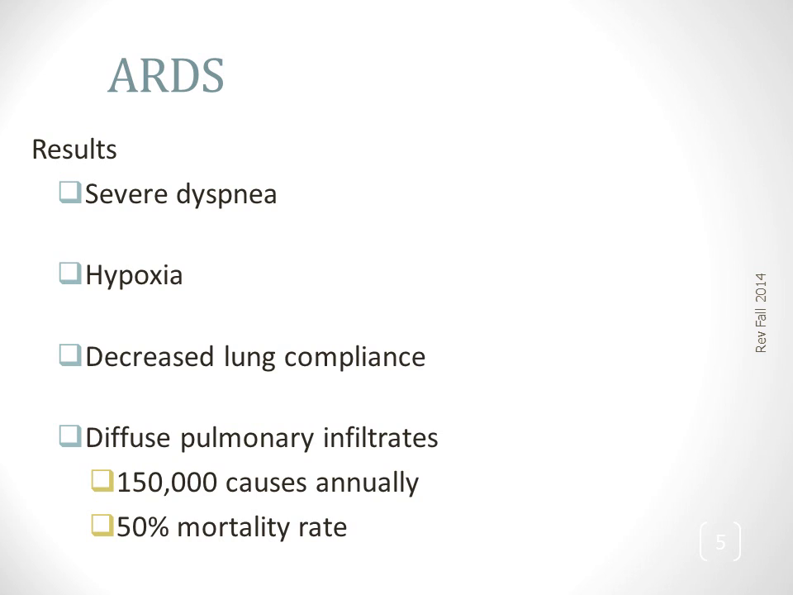What are the clinical manifestations? What does it look like? What is the end result? Severe dyspnea, hypoxia, decreased lung compliance, and diffuse pulmonary infiltrates. It has a very high mortality rate, yet the incidence of ARDS is not very high. 150,000 cases annually means that it's not something that's common to see, so if you are seeing it, you are probably in a critical care setting, and it is something that you are excited to see and learn about, even though it's kind of devastating when the person gets it.